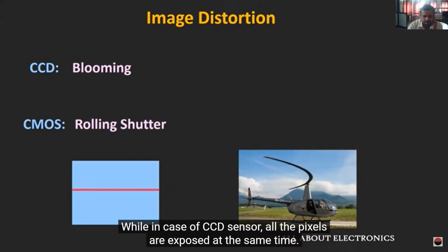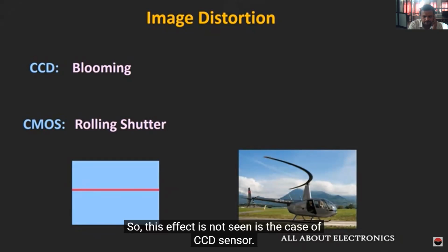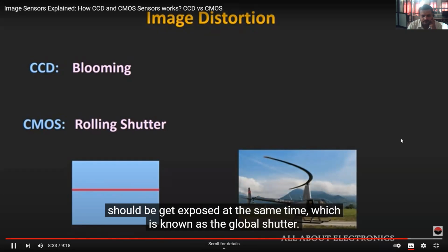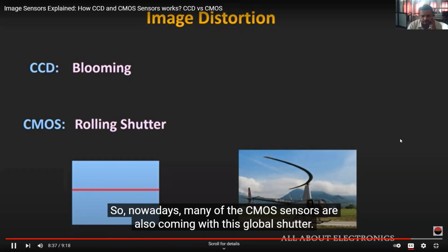While in case of the CCD sensor, all the pixels are getting exposed at the same time. So this effect is not seen in the case of CCD sensors. If we want to remove this rolling shutter effect in the CMOS sensors, then all the pixels should get exposed at the same time, which is known as the global shutter. Nowadays, many of the CMOS sensors are also coming with this global shutter.